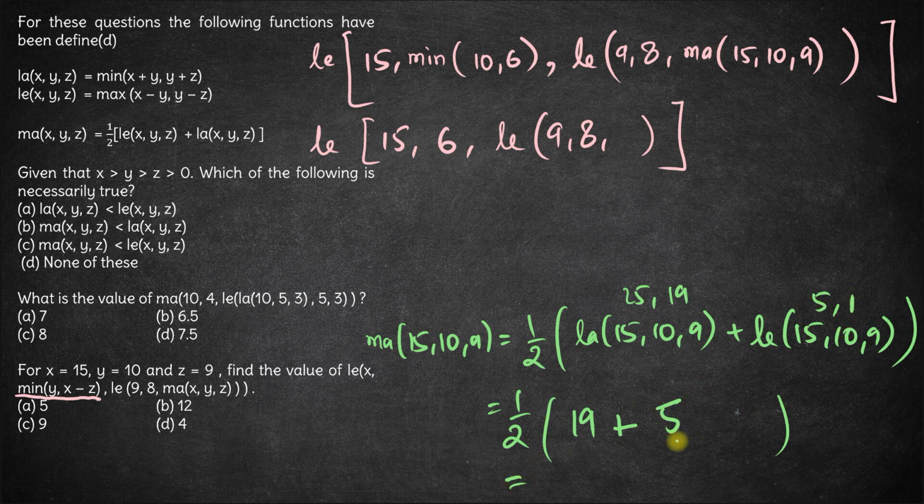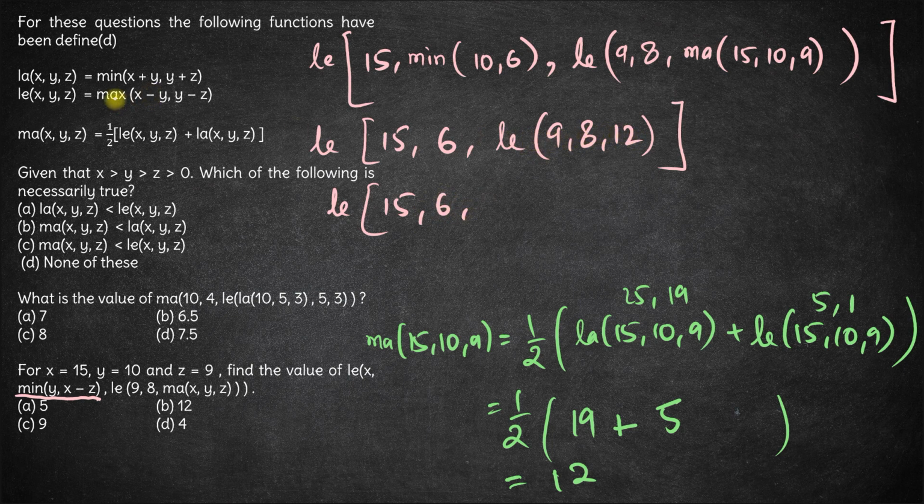So half of 19 plus 5. 19 plus 5 is 24. Half of 24 is 12. So MA 15, 10, 9 comes out to be 12 here. So instead of MA 15, 10 and 9, we can substitute 12. So we have LE 15 comma 6 comma LE of 9, 8 and 12.